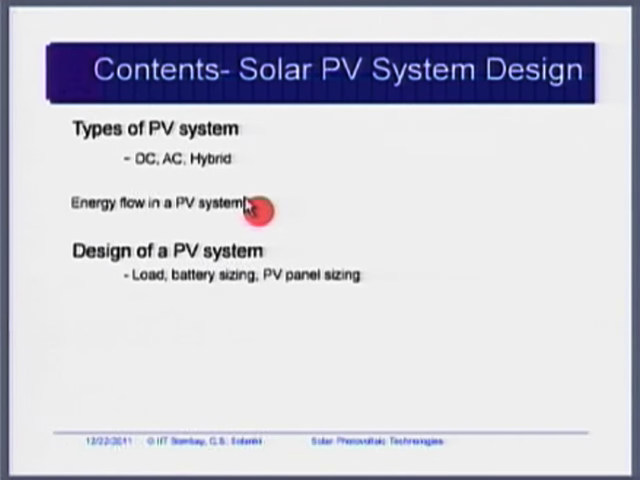So your PV system design can be very simple and can be complicated. You may have a system which is completely DC based, so there is no conversion of DC power into AC power, or it can be AC based, or it can be hybrid, where both DC and AC are used. And we'll look at the design of the PV system.